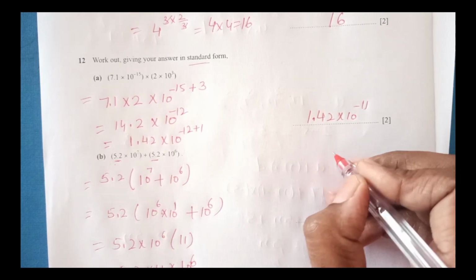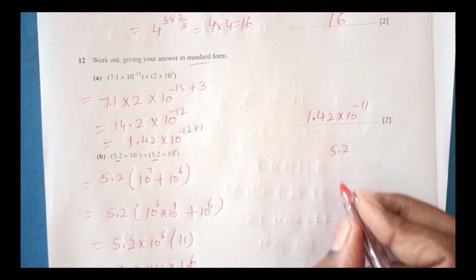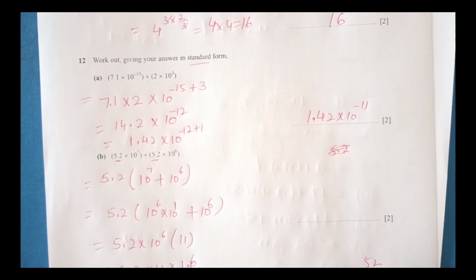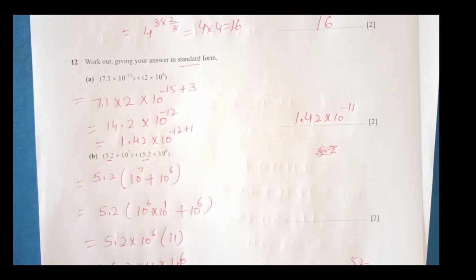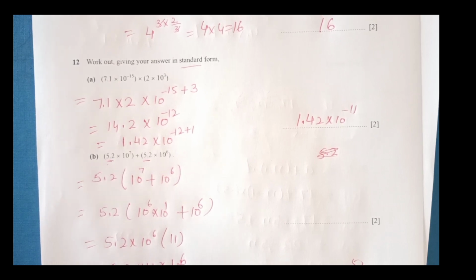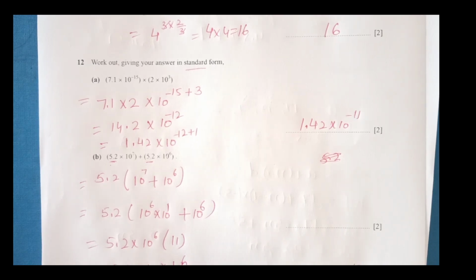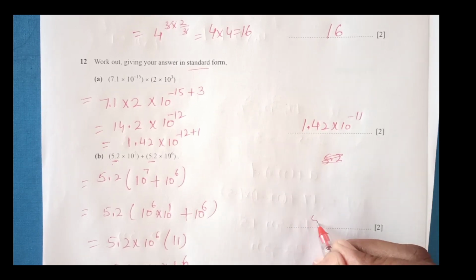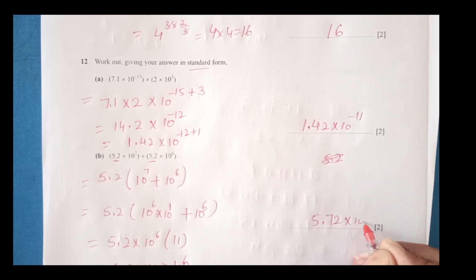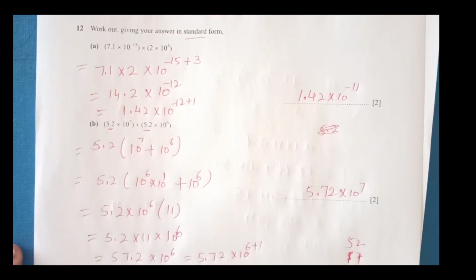power 6. So 5.2 times 5.2, just 52 we can do. 52 times 11, 572, right? So this will be 57.2 times 10 raised to power 6, but again we need the answer in standard form. So this is going to be 5.72 times 10 raised to power, we are going to add 1 power here, 7. So 5.72 times 10 raised to power 7 is the final answer.